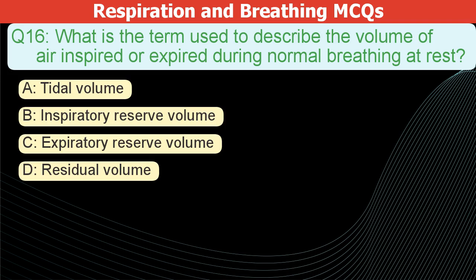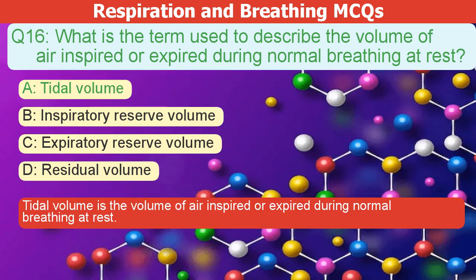What is the term used to describe the volume of air inspired or expired during normal breathing at rest? A. Tidal volume. B. Inspiratory reserve volume. C. Expiratory reserve volume. D. Residual volume. The correct answer is A. Tidal volume is the volume of air inspired or expired during normal breathing at rest.